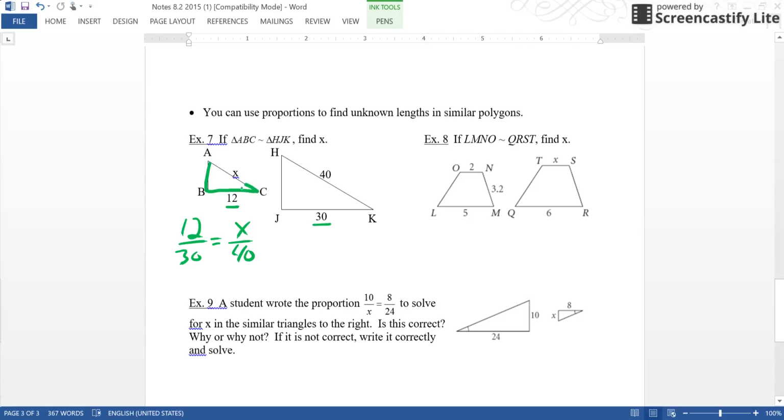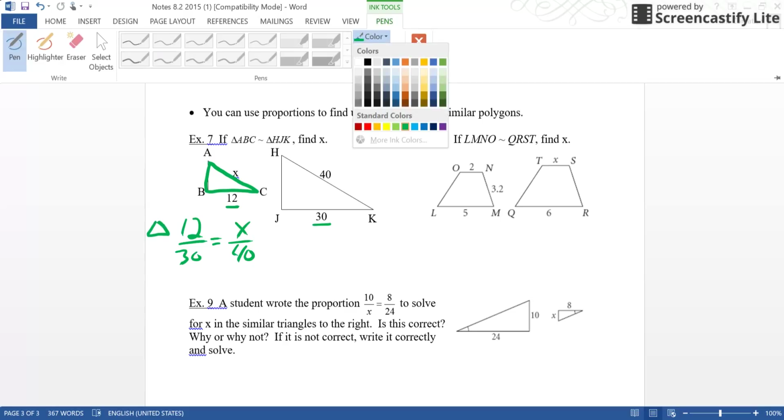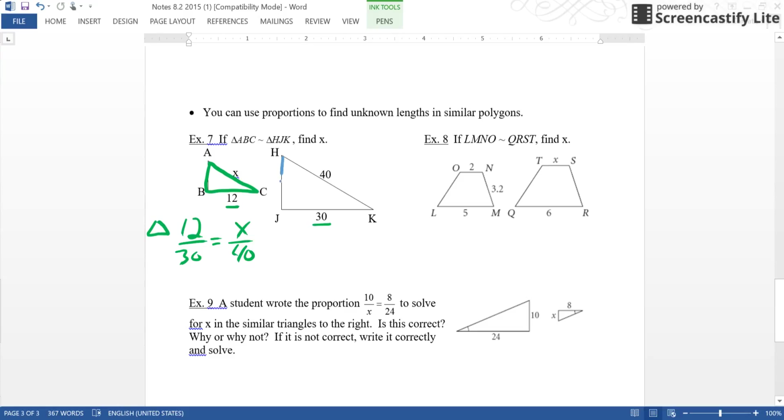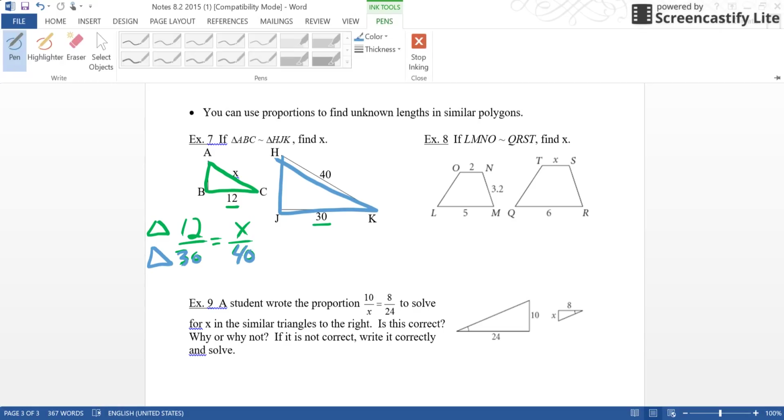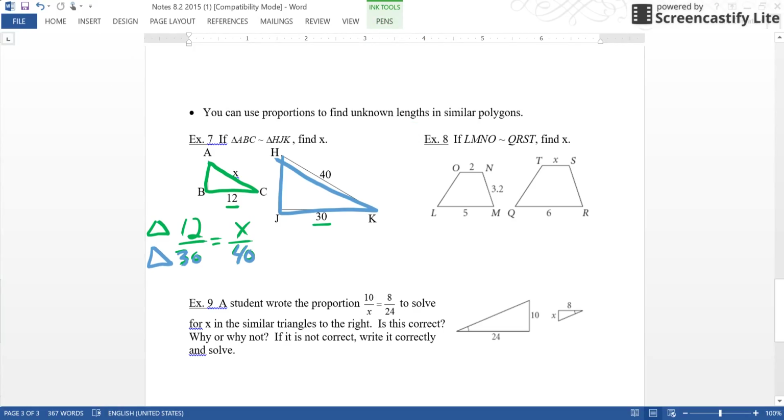So this triangle here, that's on the top, the green triangle. And the blue triangle here, those are the pieces that are going to be on the bottom, okay? So I guess this should probably be in blue. Okay? And then when we solve it, we're going to cross multiply. So I get 30x equals 12 times 40, which is going to be 480. Divide by 30, and I get x to be 16. Okay?